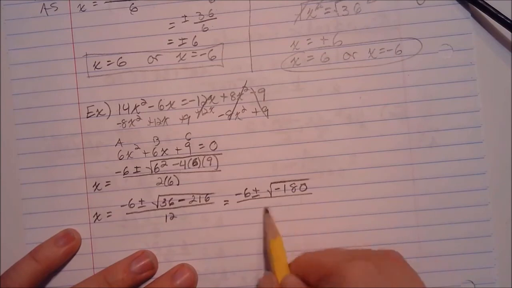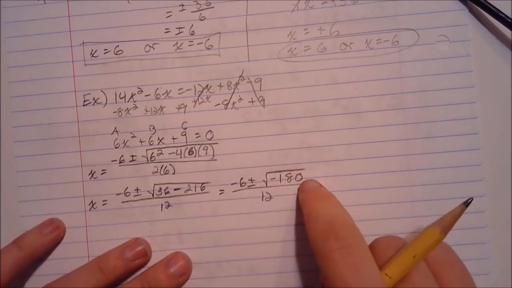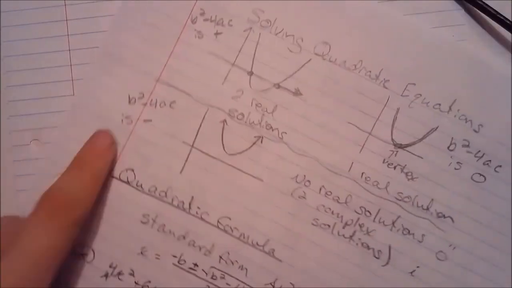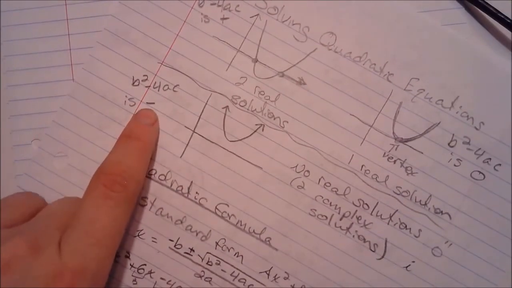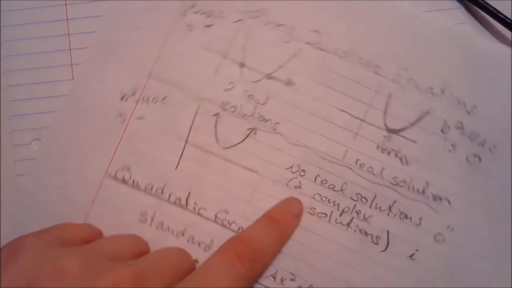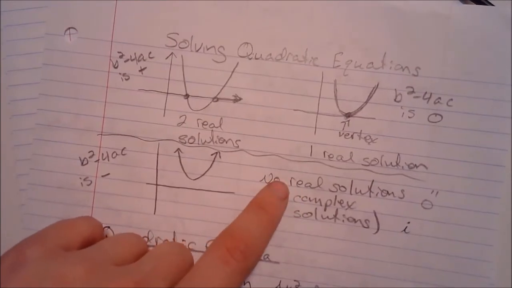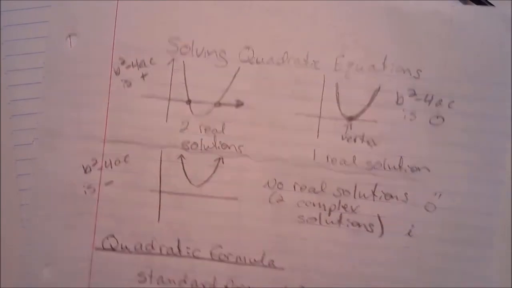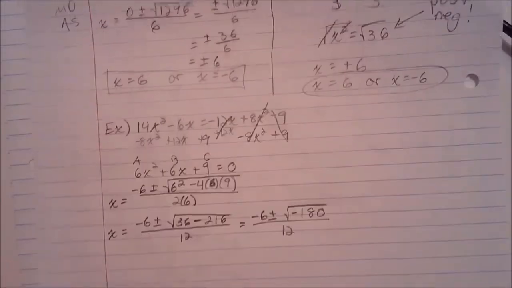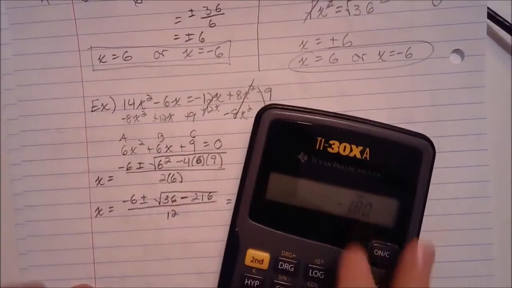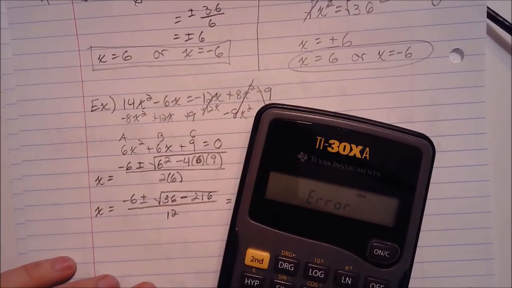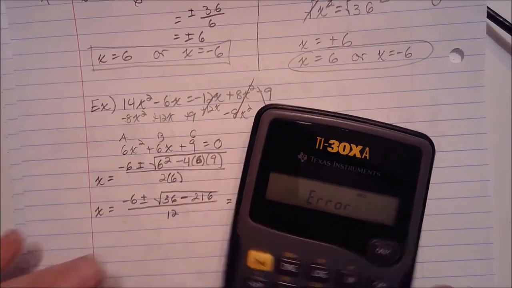Over 12. Okay, so this being negative right there, it means I'm going to have 2 complex solutions and no real solution. So I'm going to have i in my solutions. Now, if I try to take the square root of this on this junktastic calculator, pretty sure it's going to return an error. So these guys aren't going to do it.